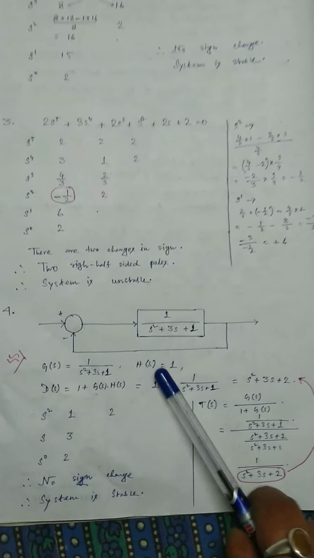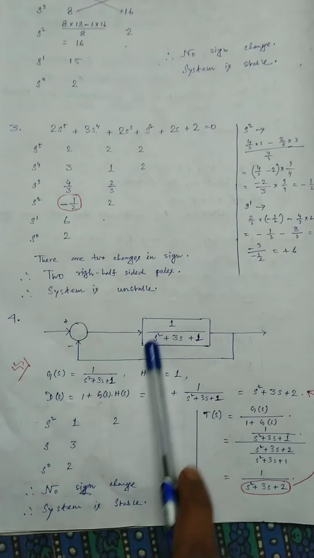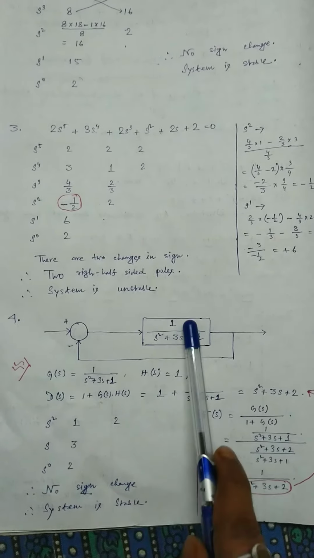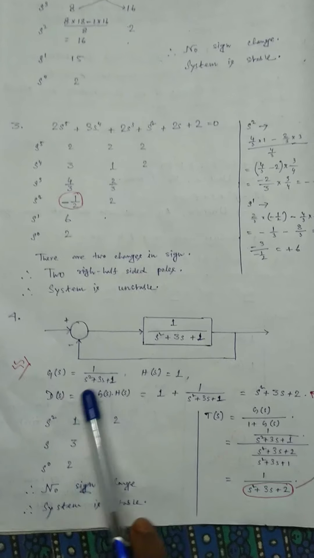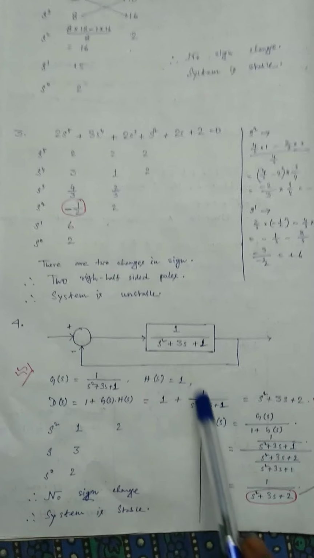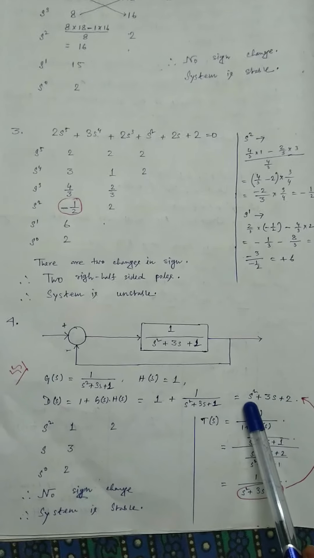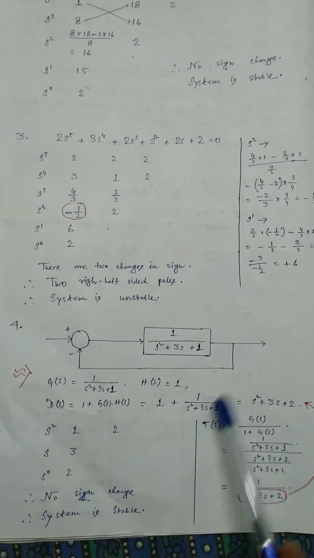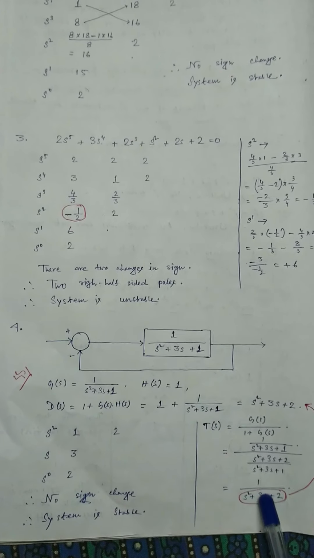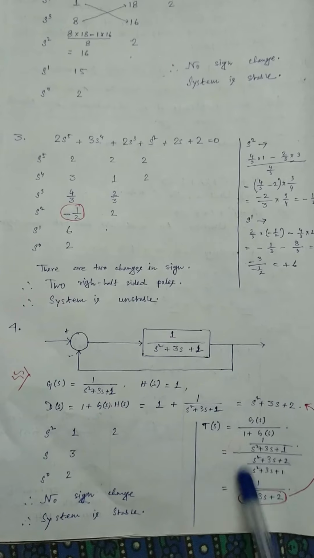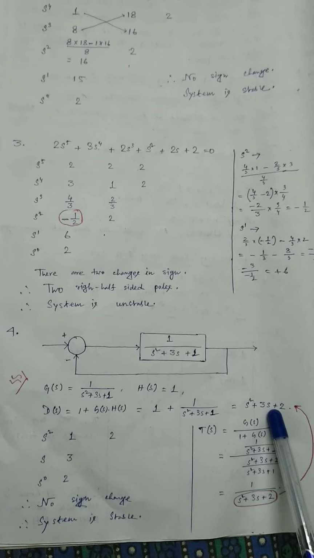Now this one is another example where we have a closed loop system, a unity negative feedback system. So G of s equals 1 by s square plus 3s plus 1 and H of s equals 1. Now the characteristic equation, we know, equals 1 plus G(s) into H(s). So we can determine the characteristic equation as s square plus 3s plus 2. You can also determine the closed loop transfer function, and from that you can determine the characteristic equation: the transfer function is 1 by s square plus 3s plus 2, and the characteristic equation is s square plus 3s plus 2.